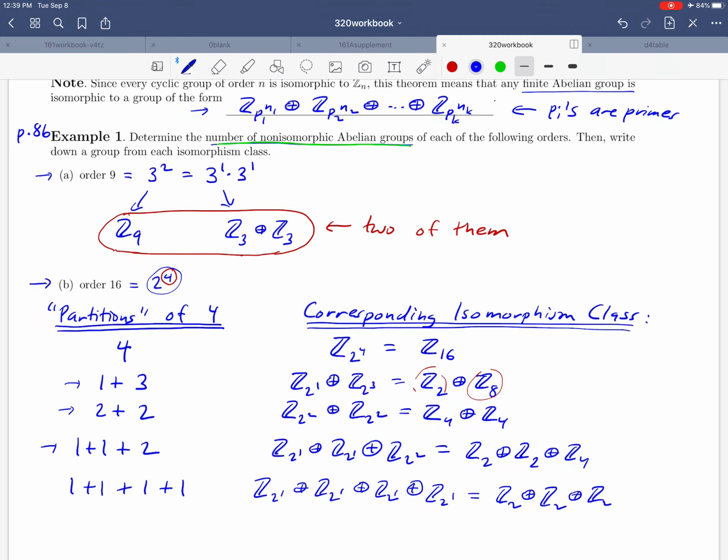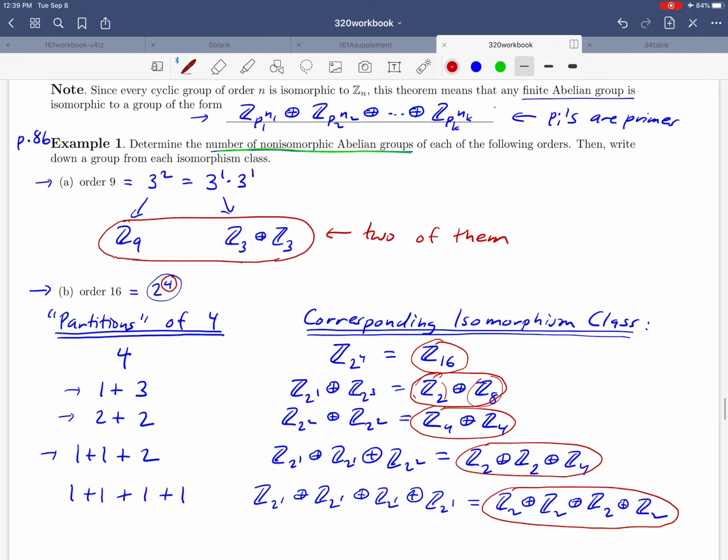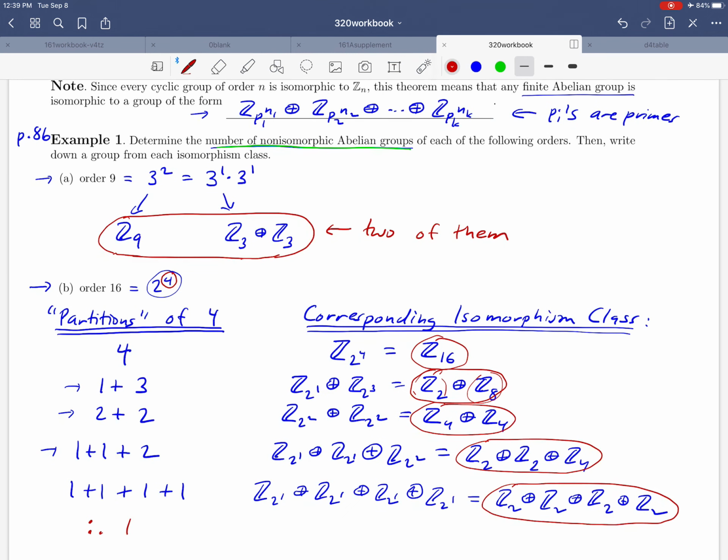Z2 added to itself 4 times, basically, is what we're getting here. I'm going to go ahead and circle those just so we can get a look at them all together. So there are 5 of these, it appears. Before we get too carried away and forget what we're doing, let's state our answer. There are 5 of them.